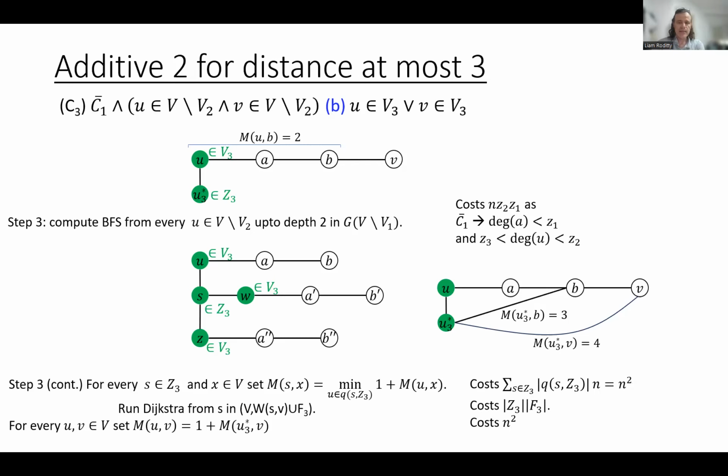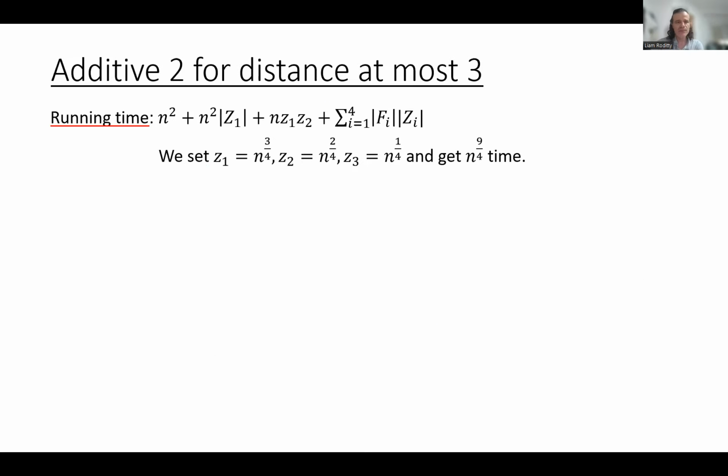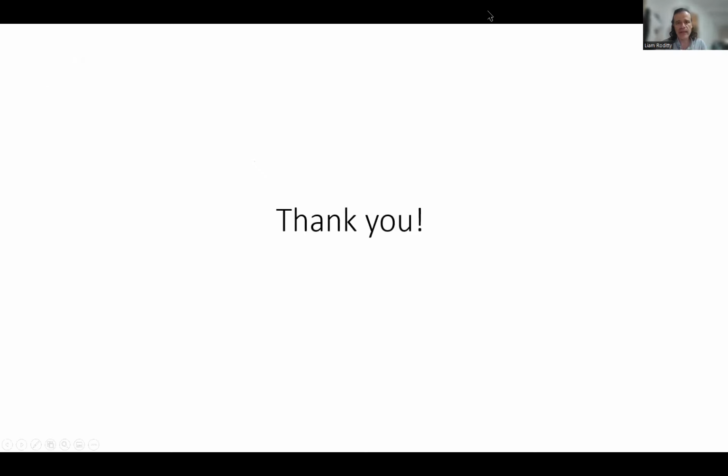So the first is N Z2 Z1, and the second is trivial. Is not trivial, it's a bit more specific, but it's not hard to see that it's n squared, and the third is trivial. Okay, that's all. We just set these values to z and get the desired running time.